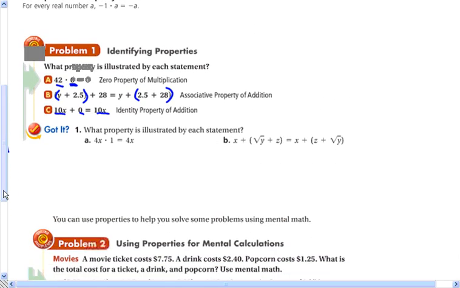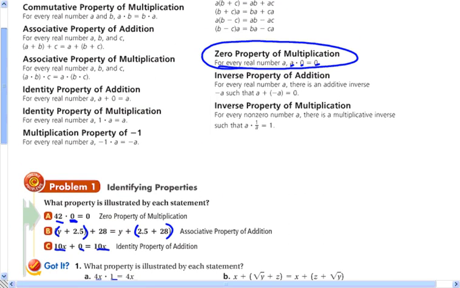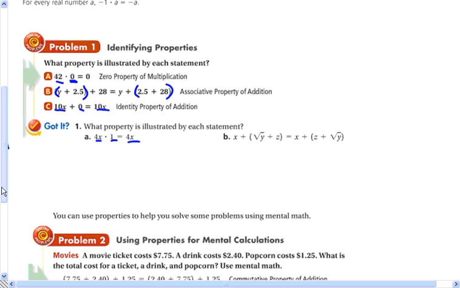So we got a couple more here. Let's think about these. Here in number 1, we're multiplying 4x times 1 and we're getting 4x. So we are getting the number back that we started. And you can go back here and look. But here it is right here. 1 times a is equal to a. So we're not getting 0. We're not getting 1. We're getting the number back. And that's the identity property of multiplication.